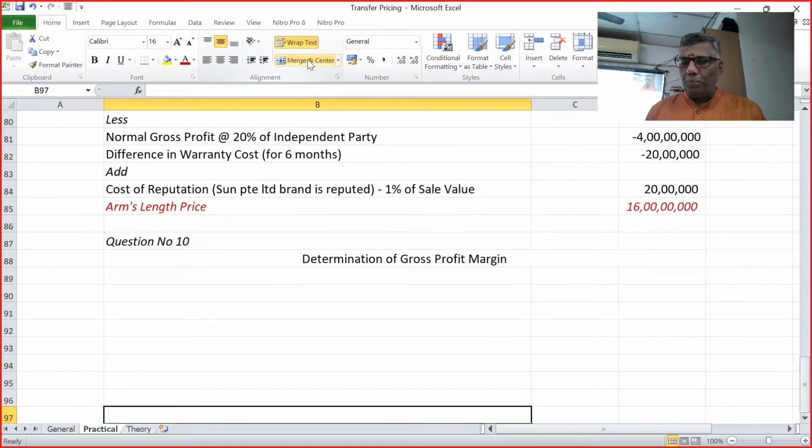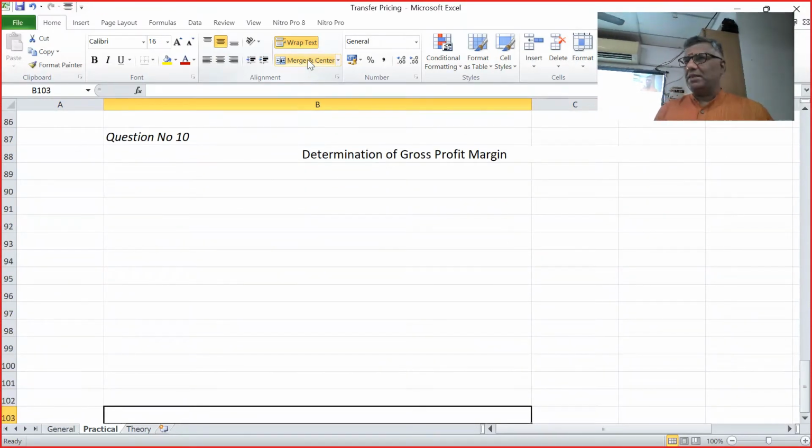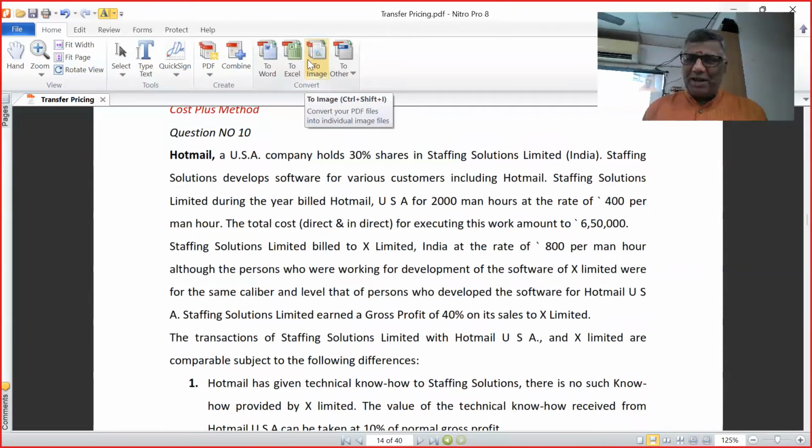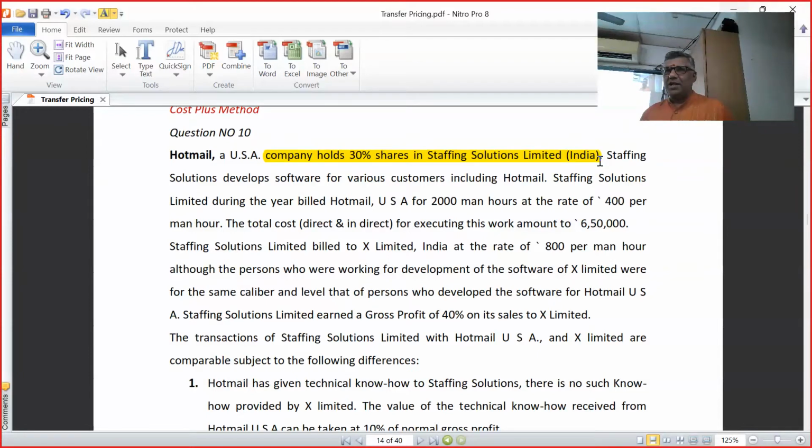The whole point in cost plus method is determination of gross profit margin. Again, one of the aspects which I am ignoring in the classroom, which I personally feel you all. Hotmail Limited holds 30% shares in Staffing Solutions. So the first part of the answer is they are associated enterprises, because 26% or more holding makes them associated. In this case, they are associated.